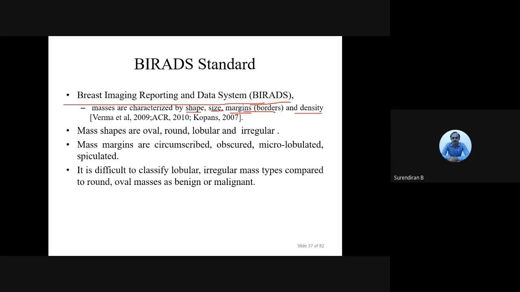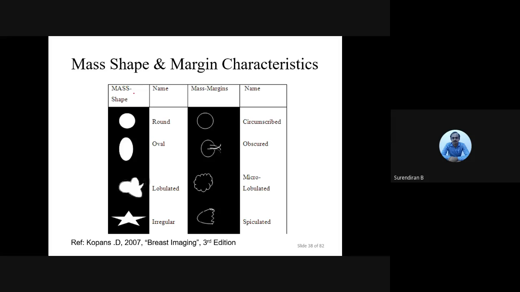If we take the mass shapes, they are oval, round, lobular, and irregular in shape. I'll show the next slide, it will be better. So if you see the mass shape, it can be round, oval, lobular, or irregular. And the margins or the borders will be in different combinations: circumscribed, obscured, microlobulated or spiculated.